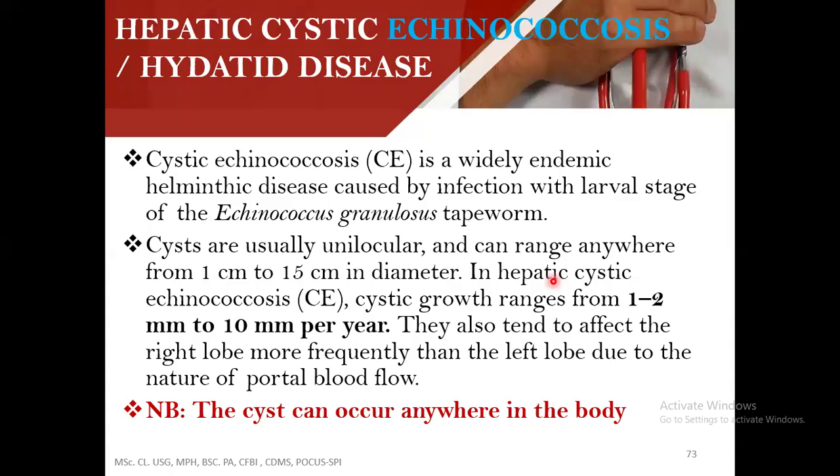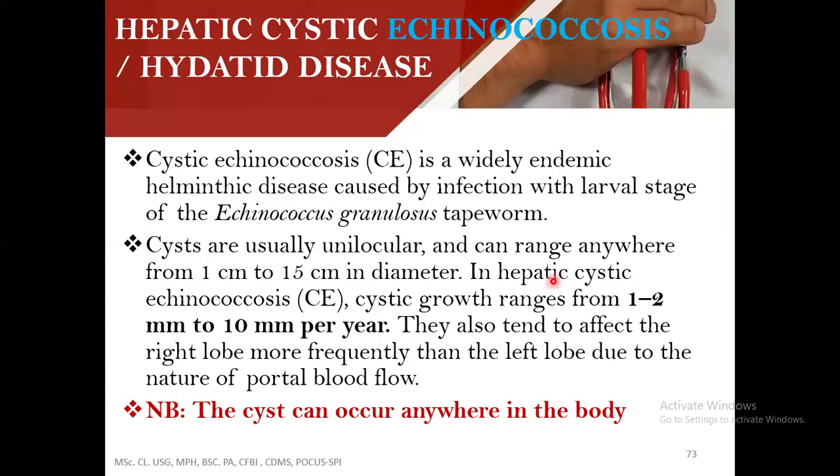But it can kill. Don't forget that. So they also tend to affect the right lobe more frequently. Yes, it's like the Entamoeba. Entamoeba affects the right lobe because of the portal blood flow. It deposits more on the right lobe first before the left.